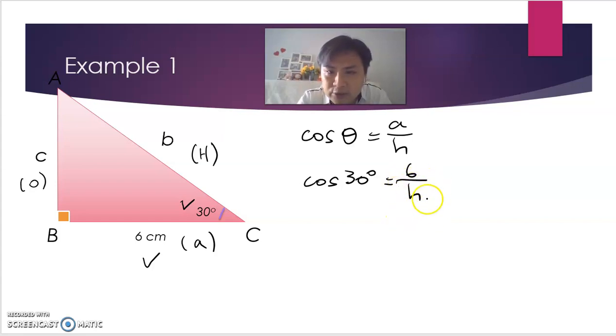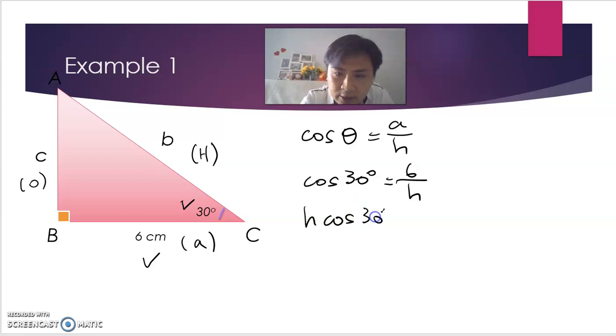You need to remove H from the denominator, and in order to remove it, we multiply by the opposite operator. In this case, we multiply by H. So H cosine 30 degrees equals 6. In order to find the value of H, we divide by cosine 30 degrees. Cosine 30 degrees, if you press your calculator, is a numerical value, so we can divide it totally. So H equals 6 divided by cosine 30 degrees.